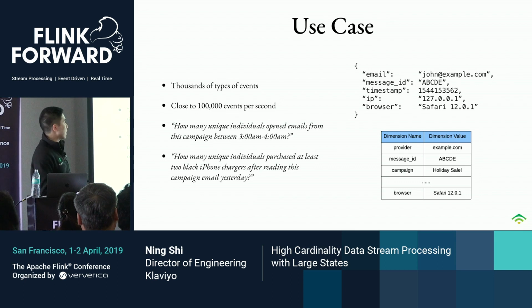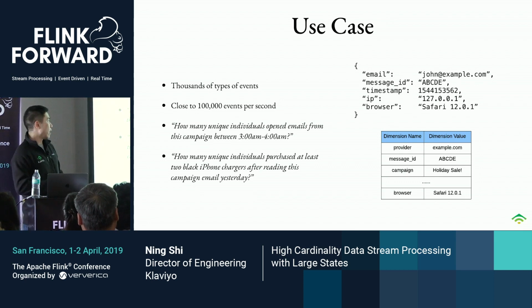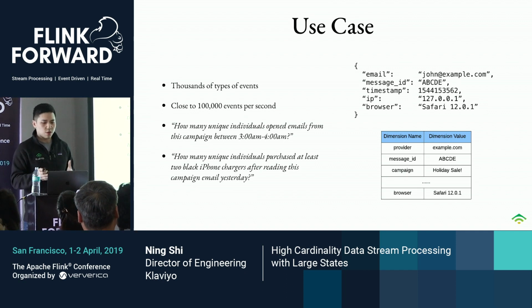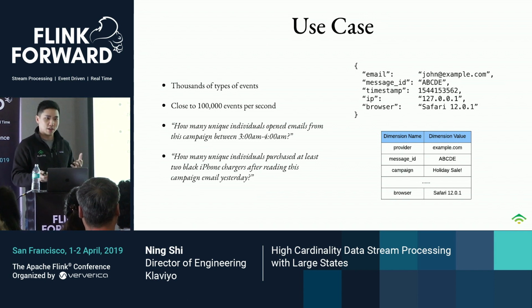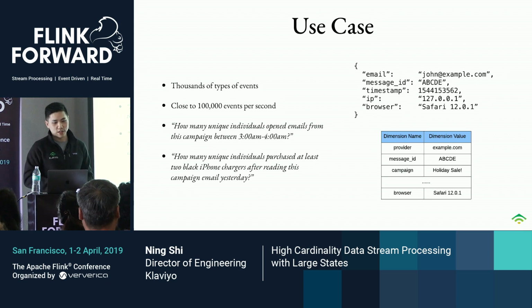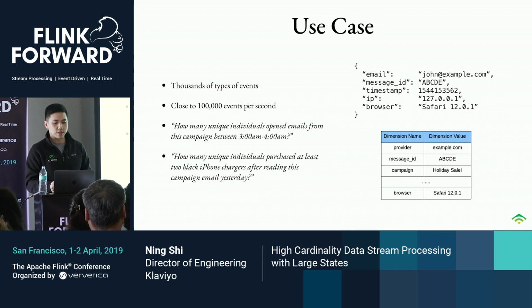Why do we do this? With thousands of types of events that we process every day, we handle close to 100,000 events per second during peak times. So this number may not look big to some of you, as we were hearing in other talks. Typically they're in the millions, or sometimes in the billions per second range. Comparatively speaking, this is a small number. But I'll explain later why this is posing technical challenges for us.